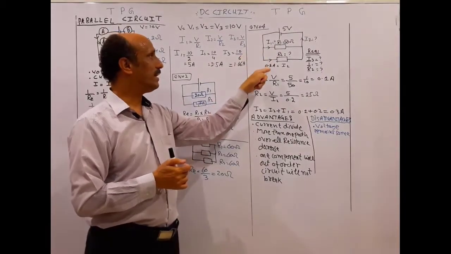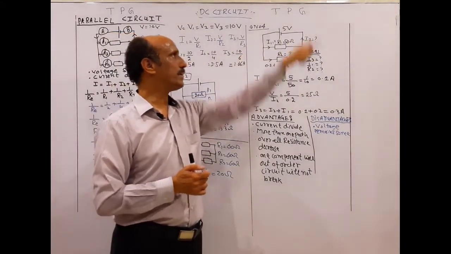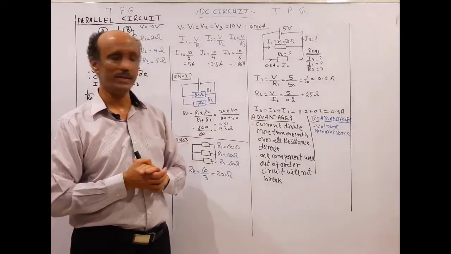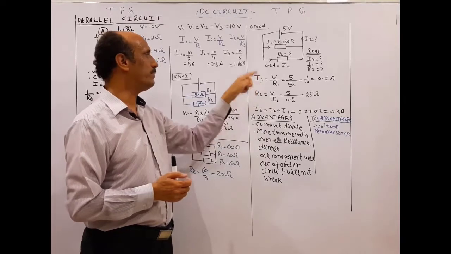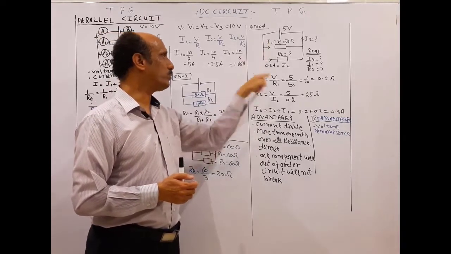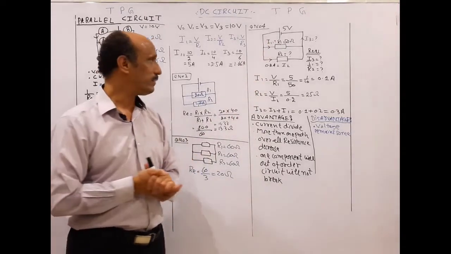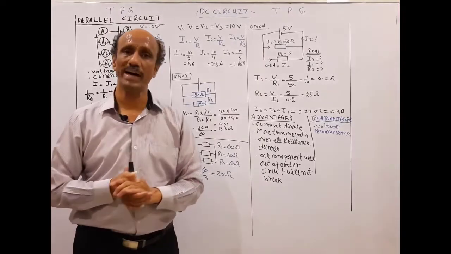Now guys, the last step. In question number 4, 5 volt is given, current I1 is required, R2 is required, and the total current which is going back to the cell is required. So first we will calculate the value of I1. The voltage will remain the same, so the formula is I1 equals V over R1, so 5 over 50 gives you 0.1 ampere.